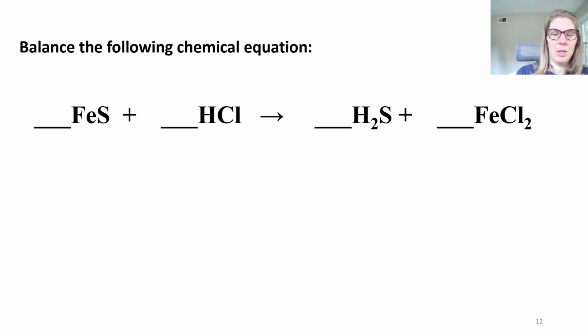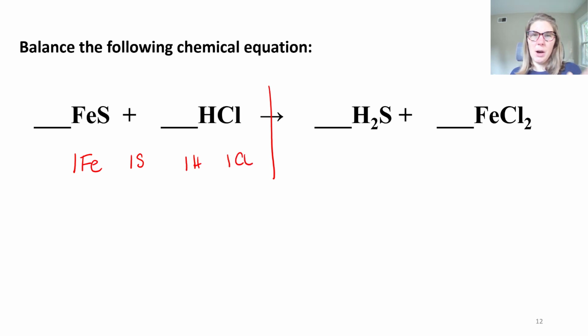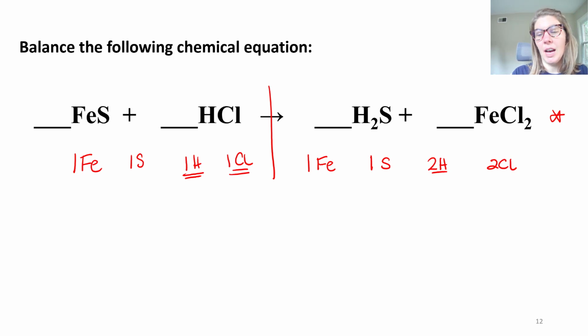In this equation, I'm going to do the same thing, split my left and my right. I've got 1 iron, 1 sulfur, 1 hydrogen, and 1 chlorine. Now, just to make it easier on myself, I'm going to list all of the atoms that I just listed on the product side in the same order, even though they're not in the same order in the chemical equation. So I have 1 iron and 1 sulfur. I have 2 hydrogens and 2 chlorines. This helps me recognize that I have disagreeing numbers of hydrogen and chlorine.